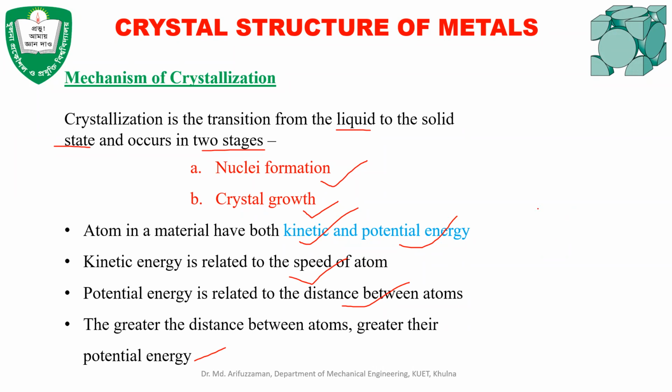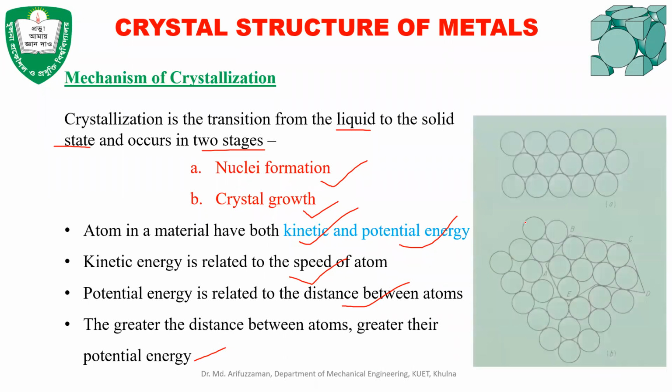Okay, temperature and pressure. Since we are going to analyze all of this at room temperature, at normal pressure, pressure variation is not considered here. The kinetic energy and potential energy of the material will depend only on the temperature of the material. The higher the temperature, the higher the kinetic and potential energy.